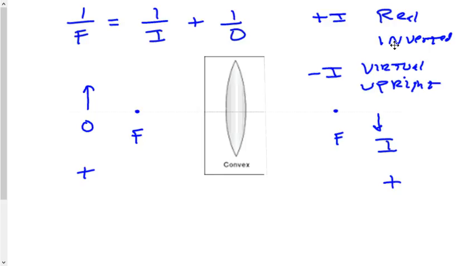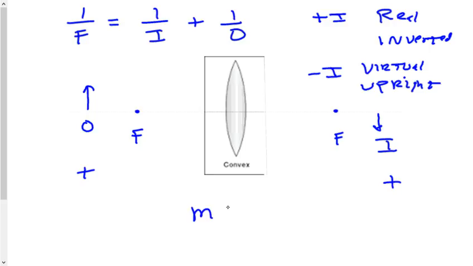A real image is one that can be projected to a screen and everyone can see the same image. A virtual image is one that is only produced inside the viewer's mind, and then it becomes upright and it is not real. So this one's comprised of actual light rays that everyone can see, and this one's inside the mind.